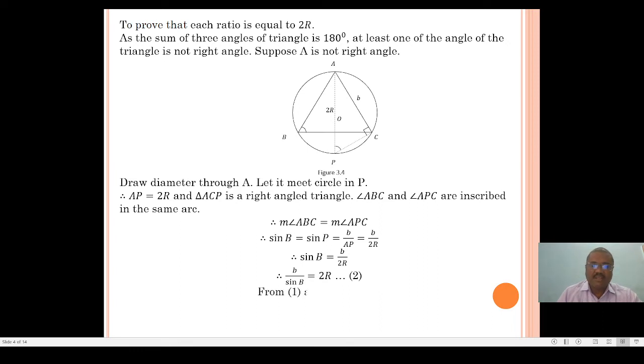And similarly, a upon sin A equals b upon sin B equals c upon sin C equals 2R. So here we prove the sine rule. Now second, the cosine rule.